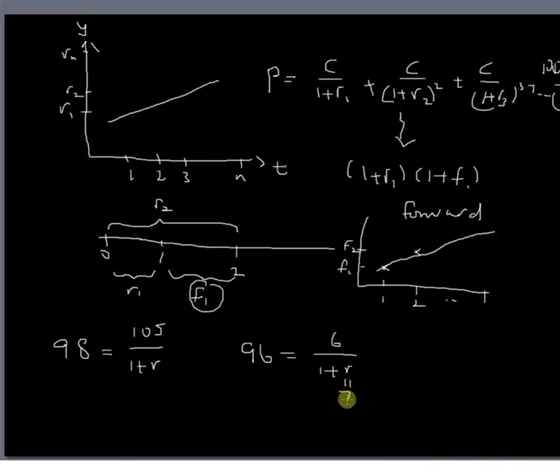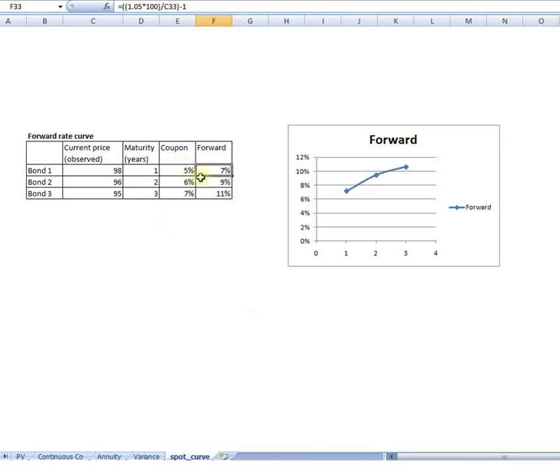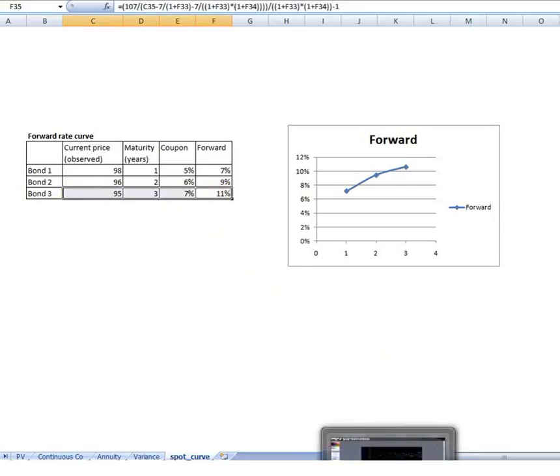1 plus R1, which we have already solved just now, is 7%, plus 106 divided by 1 plus R1, 7%, times 1 plus F1, which is the variable that we are trying to solve. So simply solve this equation to obtain F1, and F1 is obtained as 9%. Similarly for bond 3, using the same concept, you can solve for bond 3, and I won't be going through it, and obtain 9% for bond 3.